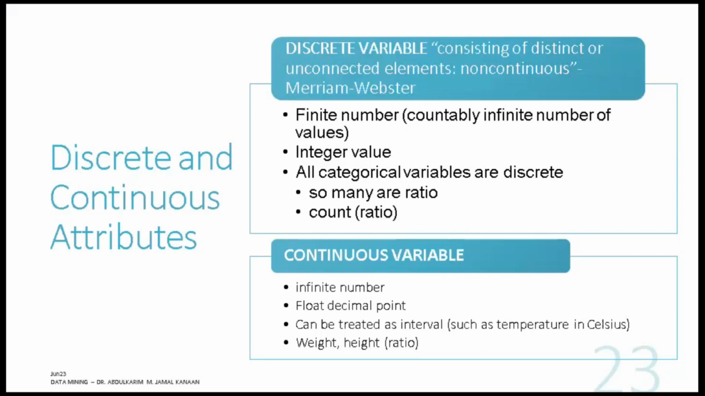So when we assign values, we assign integer values, right? Like inland 0, island 1, one hour from the ocean 2, and so on and so forth. You don't assign 1.5, 2.5, and so on. So it has to be a discrete value. For a continuous variable, it's an infinite number and it's a float decimal.